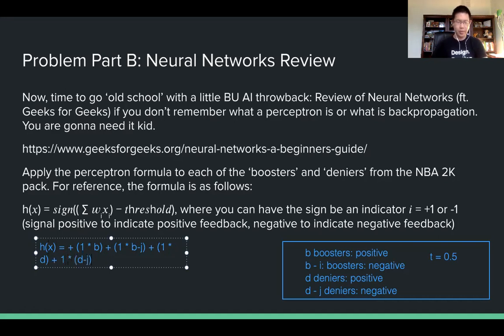As you can see, I'm a bit of a newbie with Zoom annotations. So 2b minus i plus 2d minus j, which is something you can also do from algebra, is you can factor stuff out. 2 quote unquote, b plus d minus i minus j. And this whole thing is going to be subtracted by 0.5.